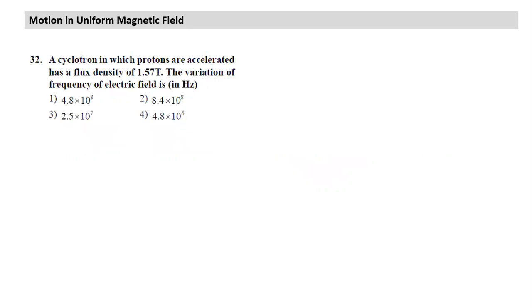Okay, so some simple questions on the cyclotron. Do we need to apply any new formula? No new formula in the cyclotron. So let's look at this question. A cyclotron in which protons are accelerated, having a flux density. Flux density is another term we use for magnetic field. B value is given as 1.57. The particle is a proton.